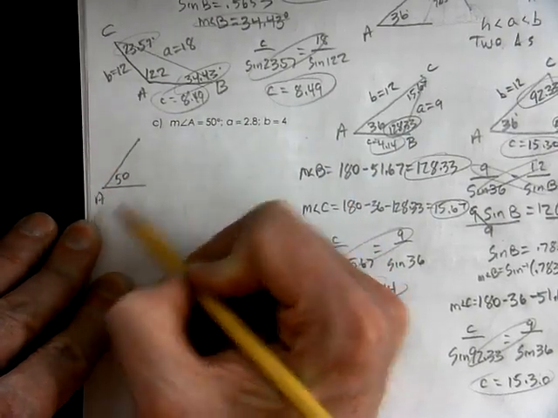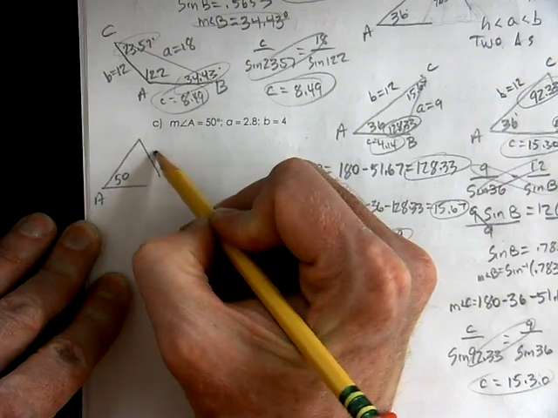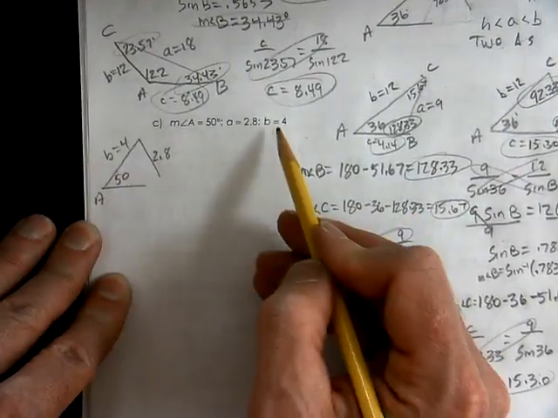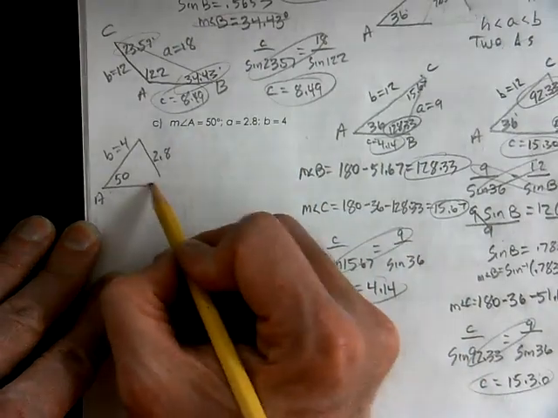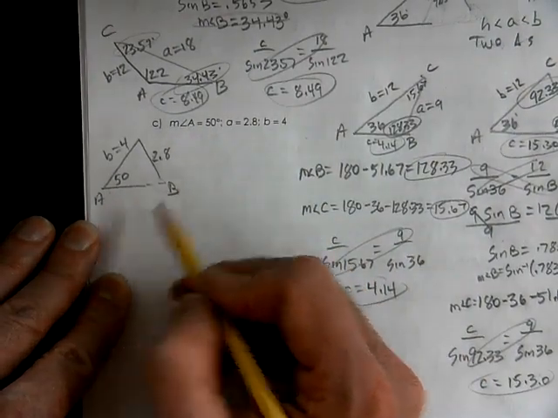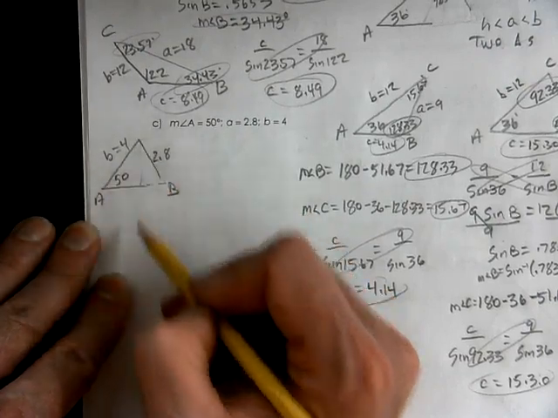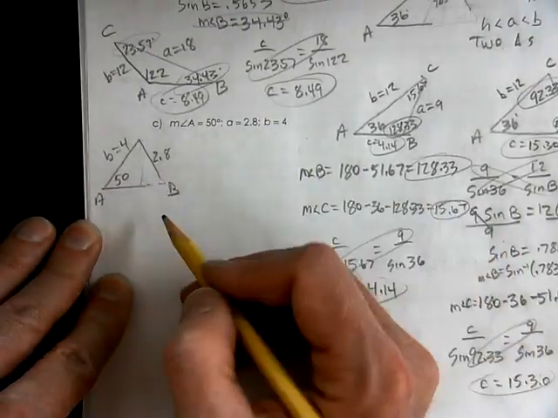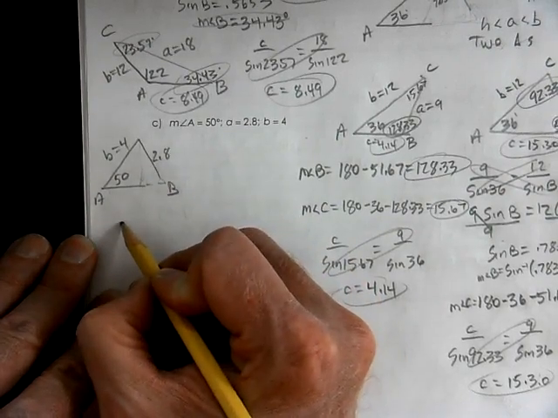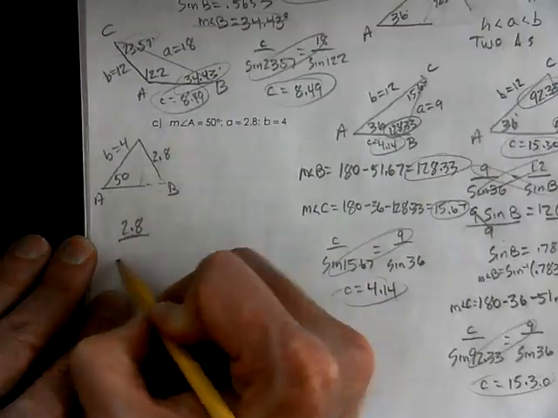This is 50. Side opposite is 2.8. That means the adjacent side is 4. This is angle B out here. I don't know what's going to happen yet. I could find the height to compare this. Or I could do just law of sines. We'll just pretend like we don't know what we're talking about. We're just going to do our calculations.